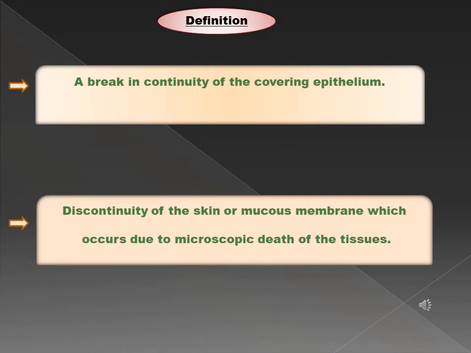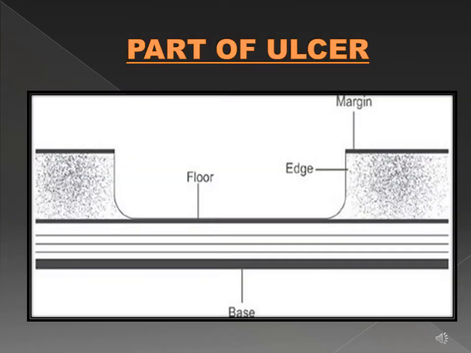Now we'll see the definition of ulcer. Ulcer is nothing but a break in the continuity of covering epithelium, or discontinuity of the skin or the mucous membrane, which occurs due to microscopic death of the tissues. This picture elaborates in detail the exact location and markings of parts of the ulcer.